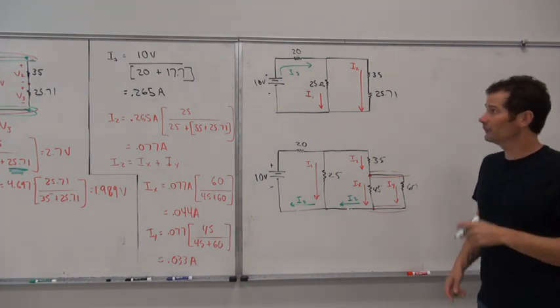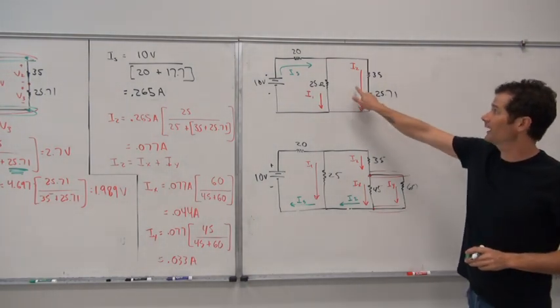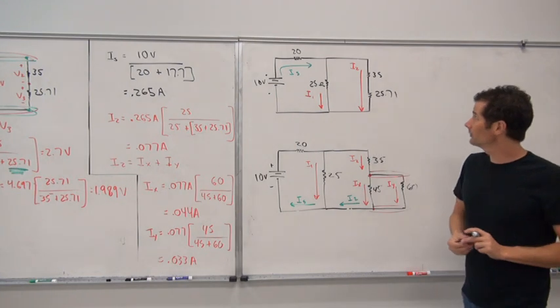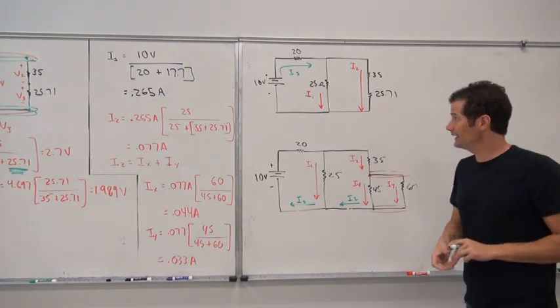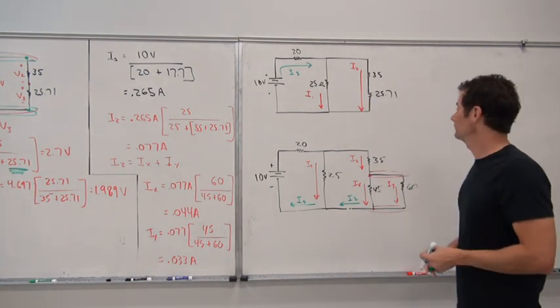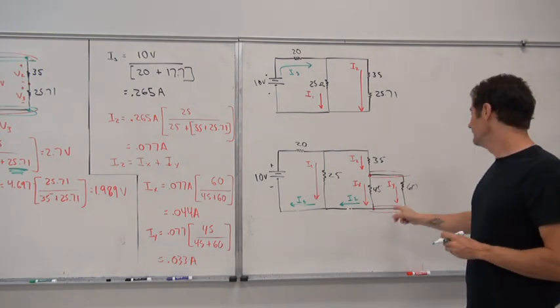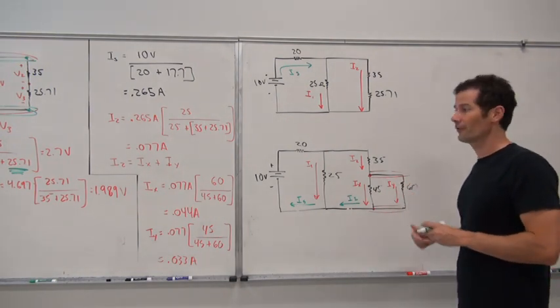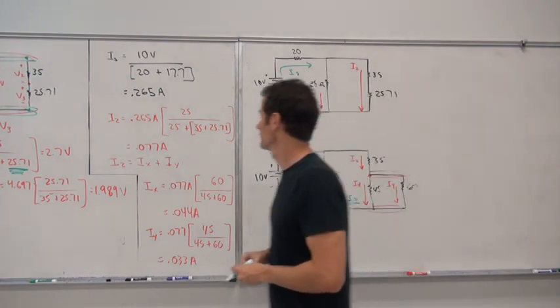So the first thing that we need to do is find I2. We're going to find I2 with current division now that we have IS, and then we're going to perform current division again to find the current through the 60 ohm resistor. So let's see if that works.